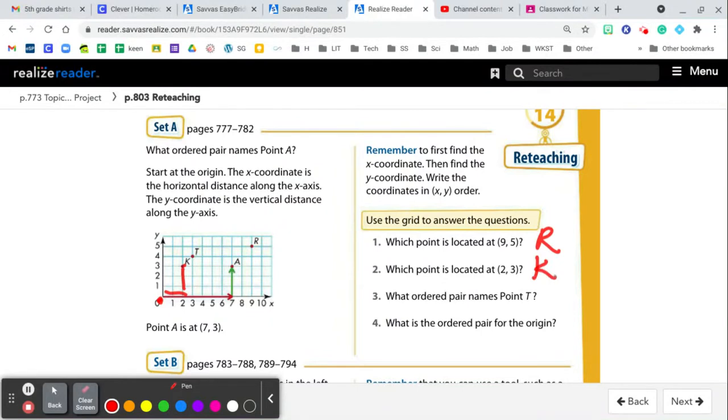What ordered pair names point T? Point T, we go over 3 and up 4. Starting at origin, over 3, up 4, will get you to T. What's the ordered pair for the origin? And it's always 0, 0.